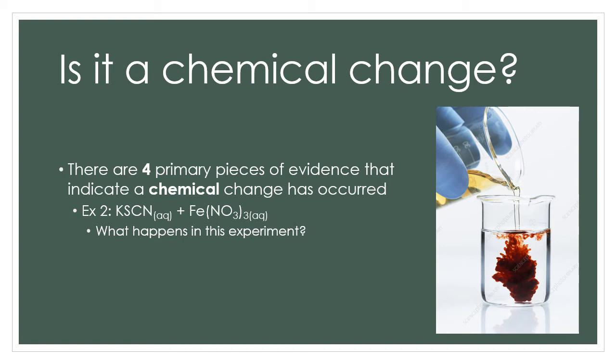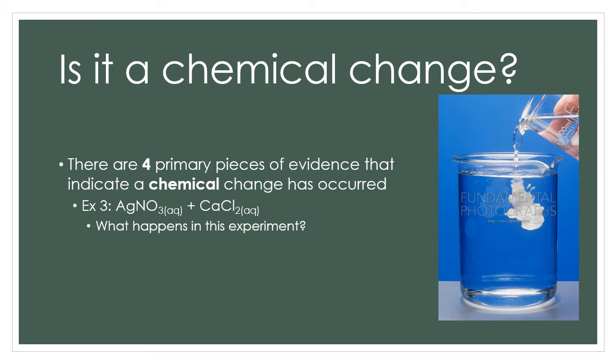Another one we looked at was the combination of potassium thiocyanate, a colorless solution, and iron(III) nitrate, a pale orange solution. When the two solutions are combined, a blood red solution results. So what do we see that is evidence in this case? We see a color change. A change in color can indicate that a new compound is present, and therefore color change is evidence that a chemical reaction has occurred.